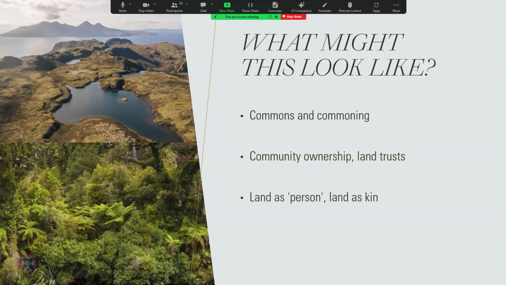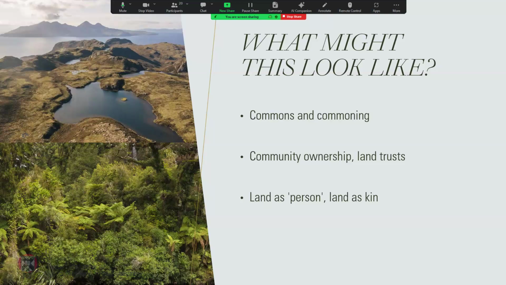Another, perhaps related, alternative is to treat land not as property at all, but rather as a relation, as kin, as something that we belong to rather than something that belongs to us. Some would argue that this isn't just about how we see the land, but that it actually entails a fundamental transformation of what land is. This might look, for instance, like the legal personhood of nature in Aotearoa, New Zealand, where a forest, a river, and a mountain have been turned into legal persons. And it might look like something else entirely.